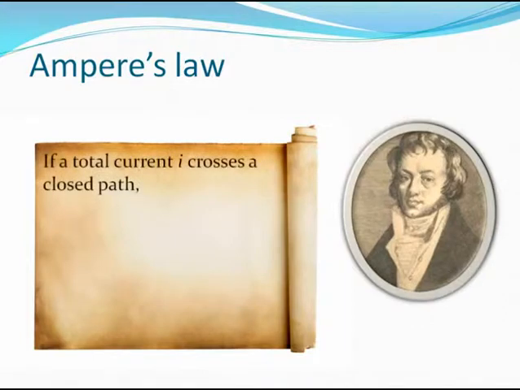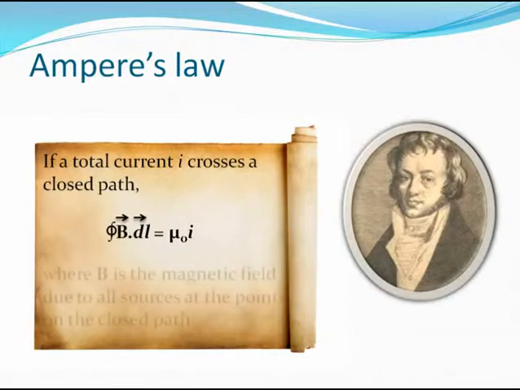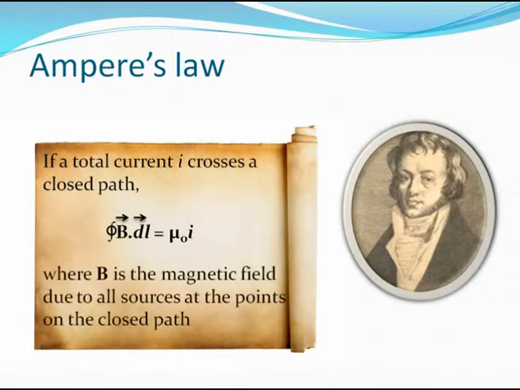Ampere's law states that if a total current I crosses a closed path, in that case, the net integral of B dot dl is mu naught into I. In this case, B is the magnetic field due to all the sources at the points on the closed path. dl here represents an element on the closed path. This law seems so complicated. Where is the closed path? Where is the magnetic field? Let's clearly see what's happening with the figure.